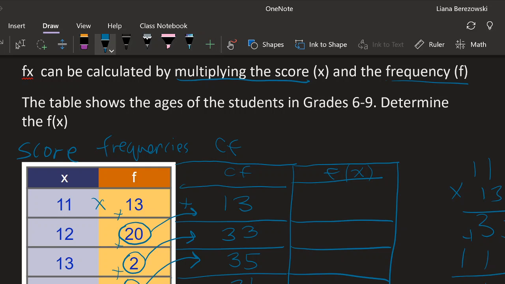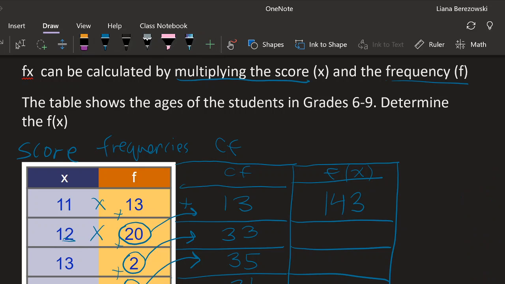Okay, I should end up with 143. So my f of x for score 11 is 143. I'll do the same thing for my next one. So 12 times 20, right? I'm going to multiply the score, which is 12, by its frequency, which is 20.